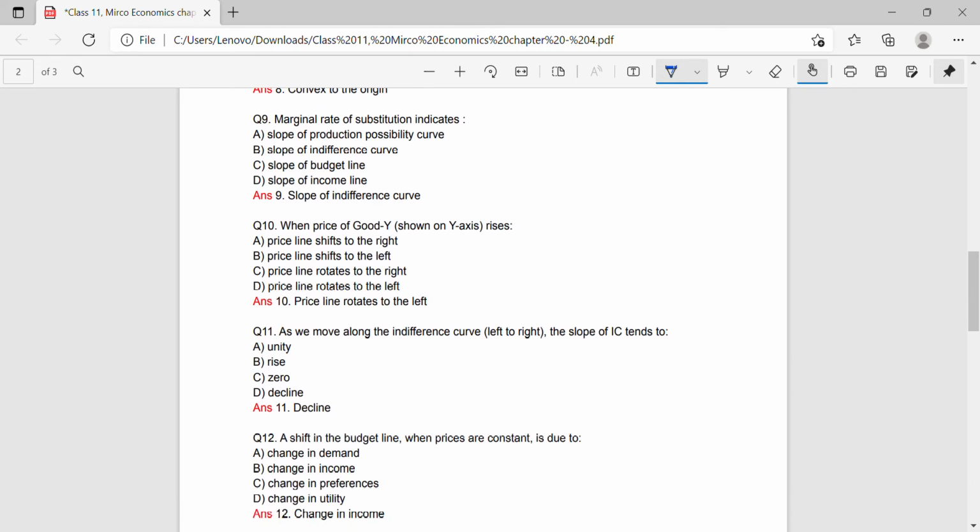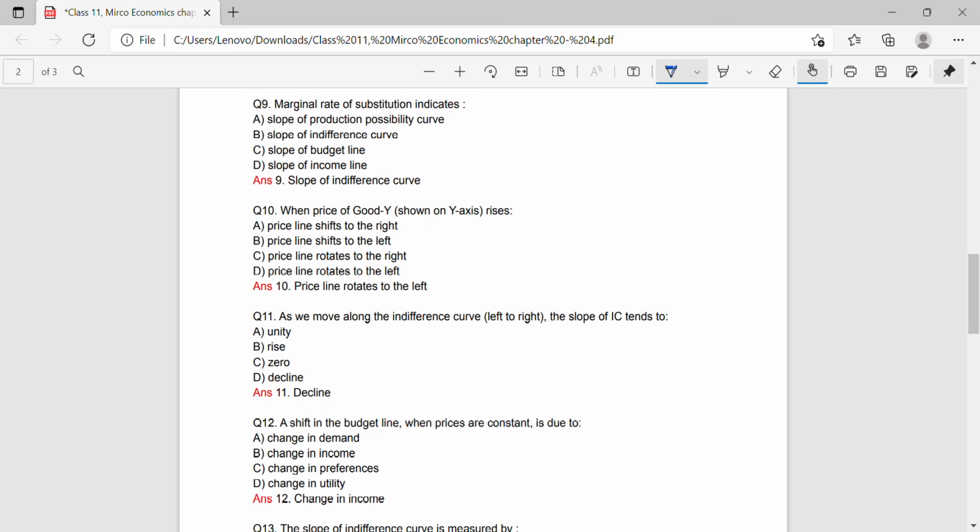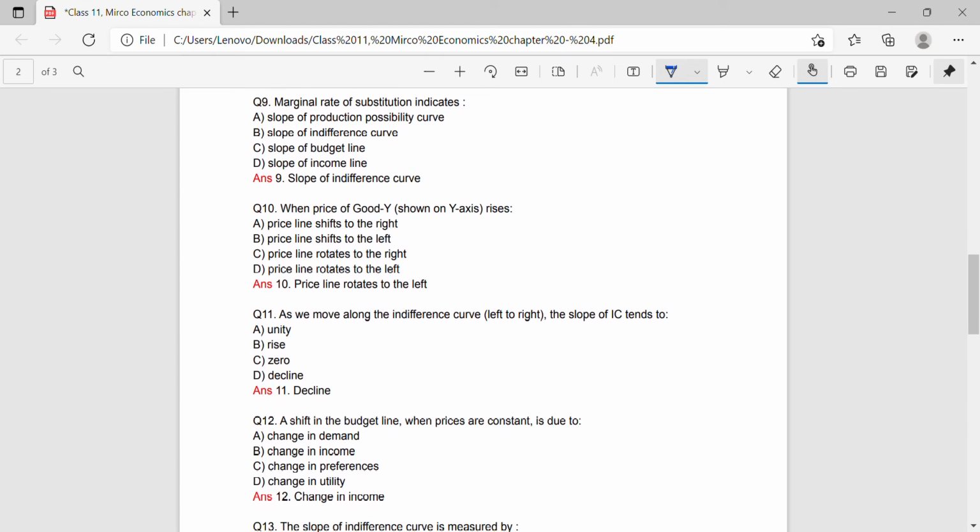Question 9. Marginal rate of substitution indicates: option A, slope of production possibility curve. Option B, slope of indifference curve. Option C, slope of budget line. Option D, slope of income line. And the correct option is option B, slope of indifference curve.